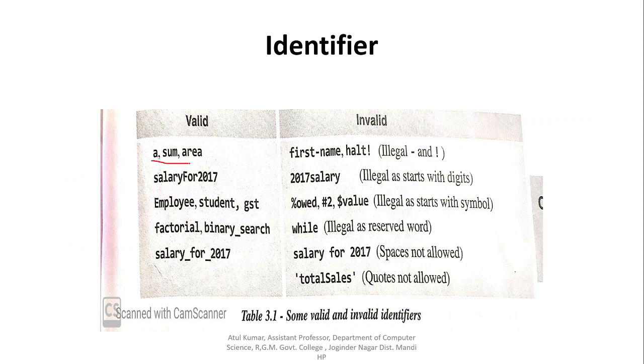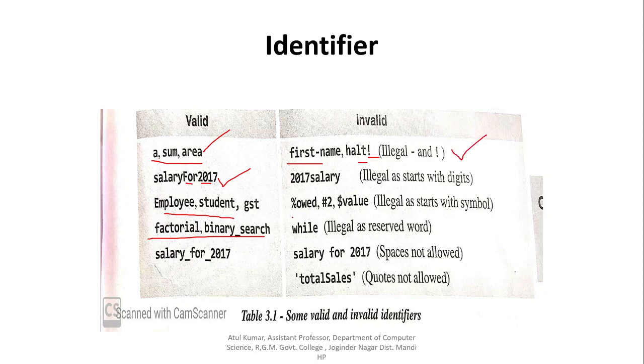These are valid identifiers. As I have discussed, an identifier can always start with a character. So this is a valid identifier. Also, we can use a combination of small alphabets, capital alphabets, and digits. So these are all valid identifiers. This one is not a valid identifier, because we used special symbols here, a dash and an exclamation mark, but we can use only underscore in creating an identifier.